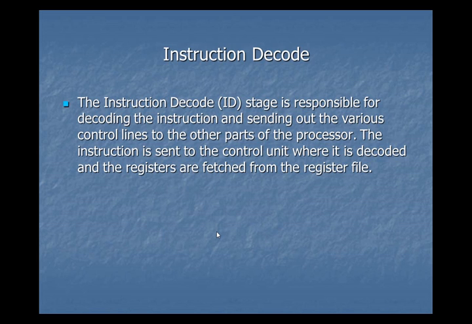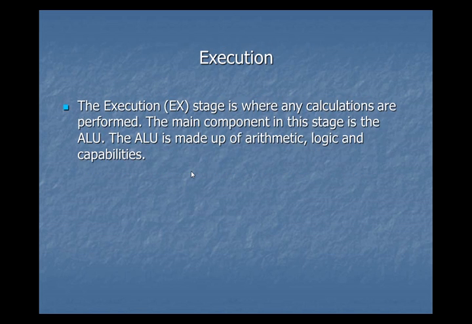For decoding the instruction and sending out the various control lines to the other parts of the processor. The instruction is sent to the control unit, where it is decoded and the registers are fetched. So ID, that is instruction decode, is responsible for decoding and sending out various control signals to the other parts of the processor.